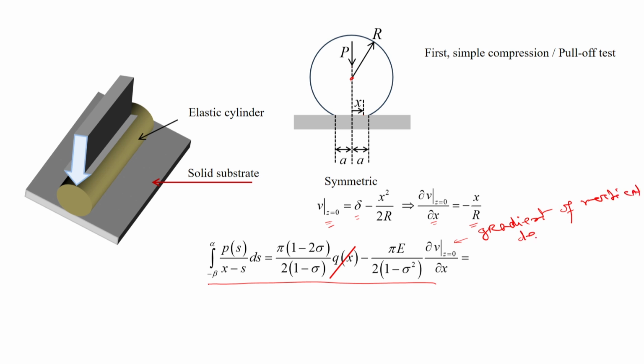Now, over here there is no friction. So, qx is equal to 0, that we know. So, we have this, minus pi E by 2 into 1 minus sigma square, Poisson square, and this is minus x over r. So, this quantity is equal to pi over that, E star by 2, and this is x by r. This is the way that we get when we just compress it and release it like that. So, this we have done.